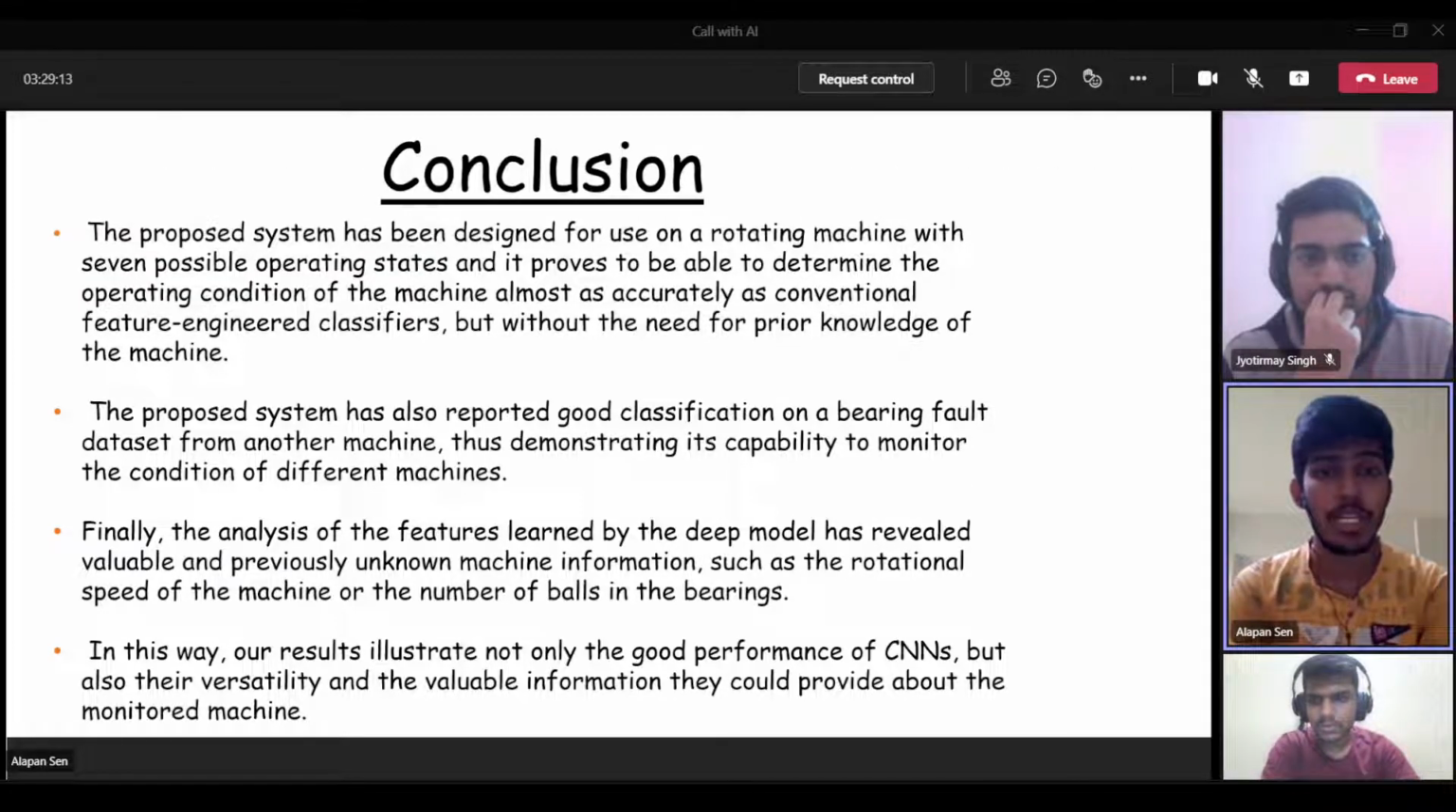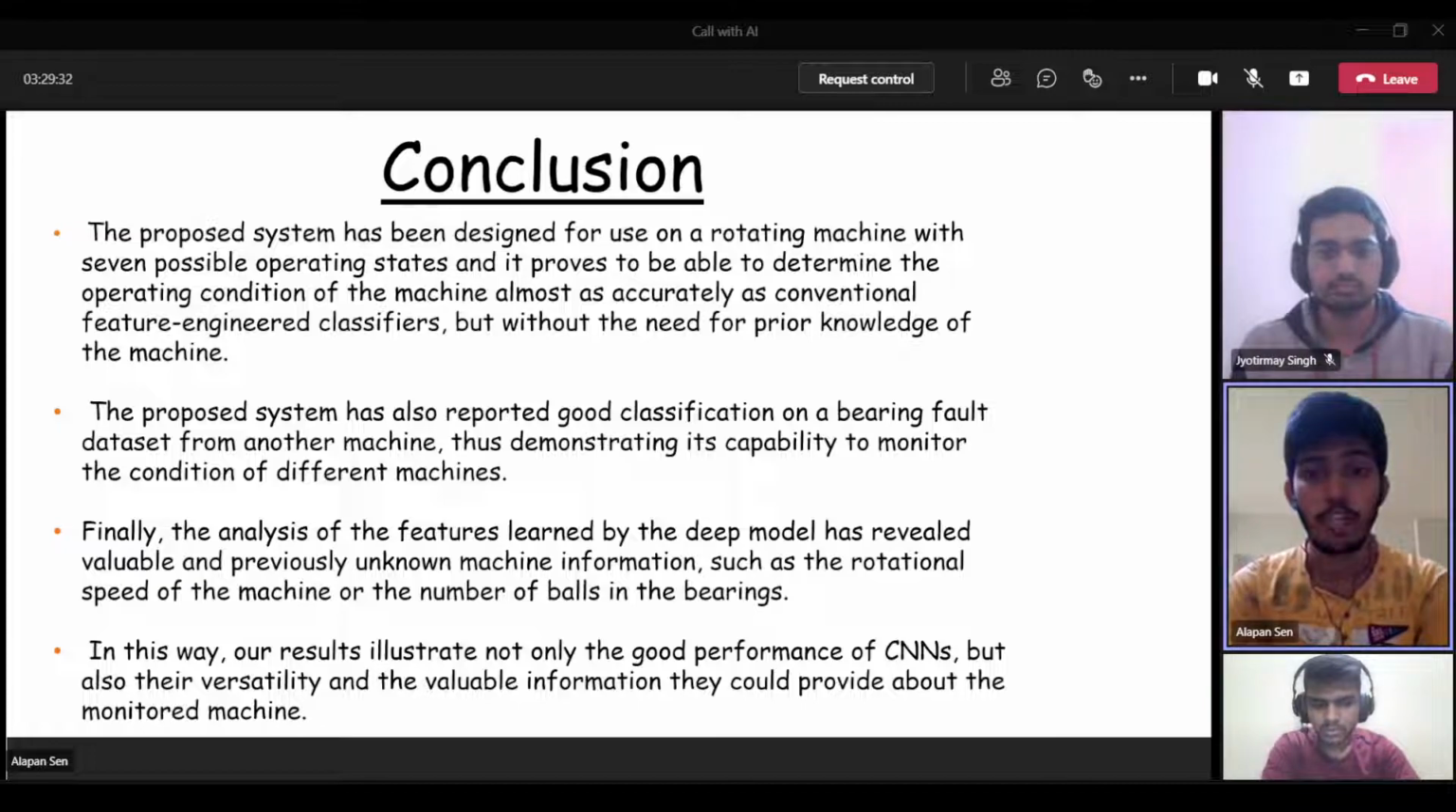Now, let's discuss the conclusion of our study. The proposed system has been designed for use on a rotating machine with 7 possible operating states, and it has proven able to determine the operating condition of the machine almost as accurately as a conventional feature-engineered classifier, but without the need for prior knowledge of the machine. The proposed system has also reported good classification on a bearing fault dataset from another machine, thus demonstrating its capability to monitor the condition of different machines.